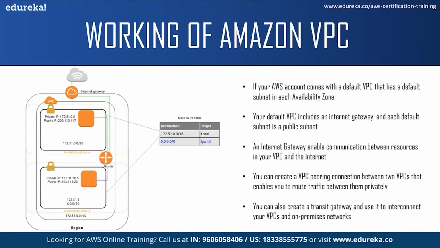Now you can see we have something called an internet gateway. An internet gateway is a gateway that allows your instances to connect to the internet. You can do this through Amazon EC2 Network Edge.